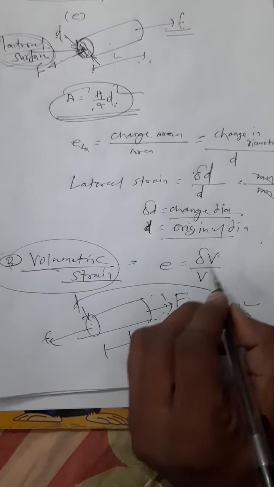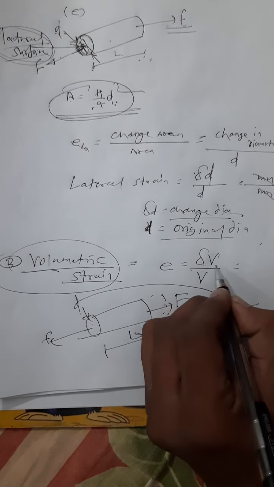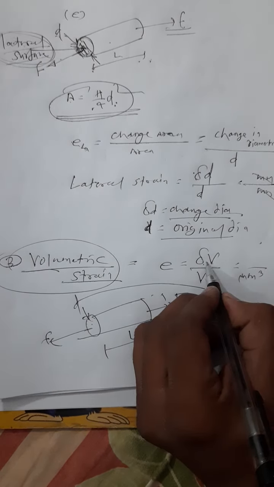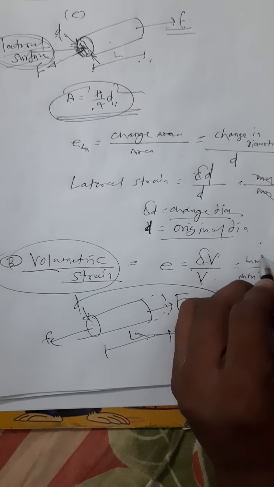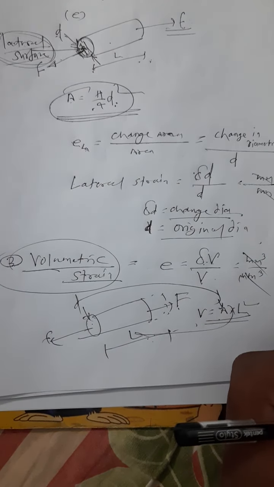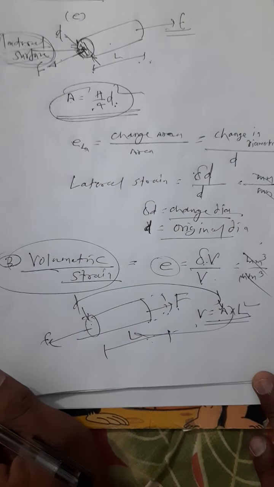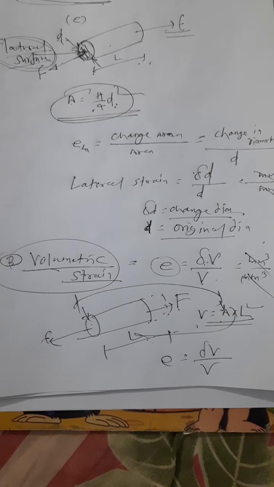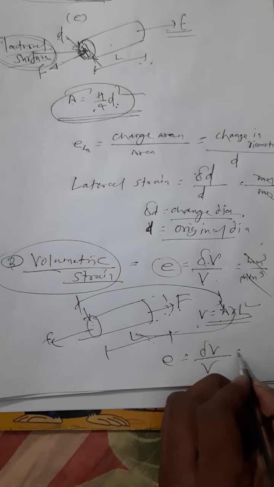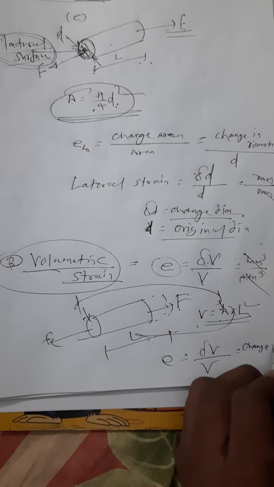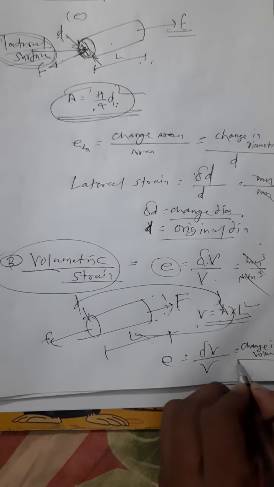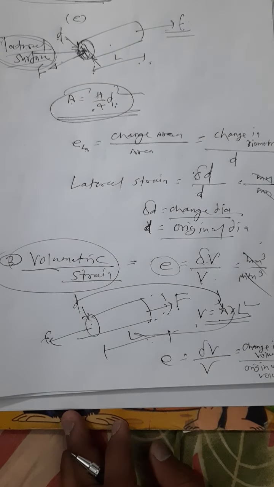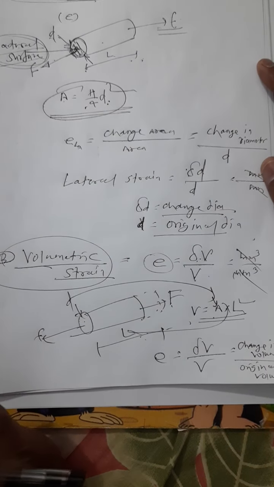So what is volumetric strain? Change in volume upon original volume. What is the unit of volume? Volume has unit meter cube or mm cube, and change in volume also has the same unit. The volume remains the same unit, so the unit cancels. So again this strain is unitless. Volumetric strain is change in volume upon original volume. So these are the types of strain.